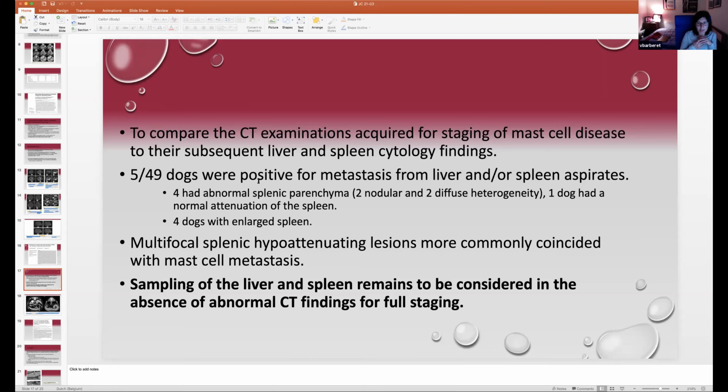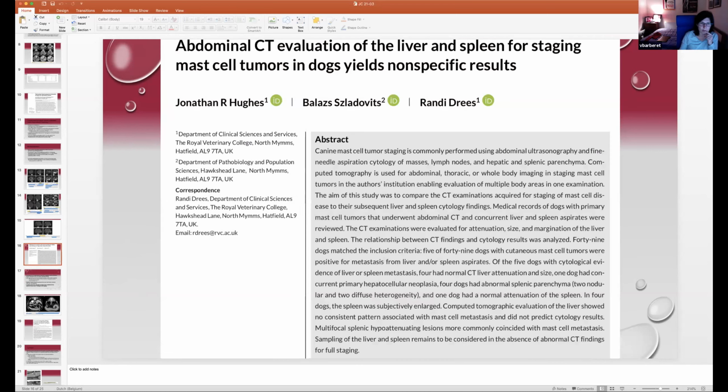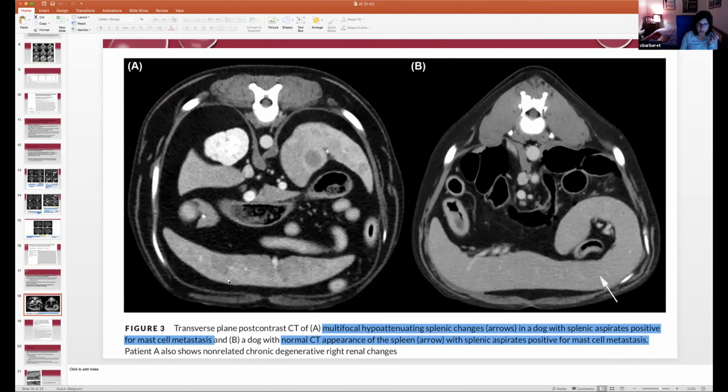I tried to go back and see if they mentioned whether it was pre-contrast or post-contrast. They don't really say in the results, which I found quite odd, especially when you consider it's a vet radiology article done by radiologists, that it was not clearly mentioned. But I guess in the example they show here on an image, it was post-contrast, at least for that one.